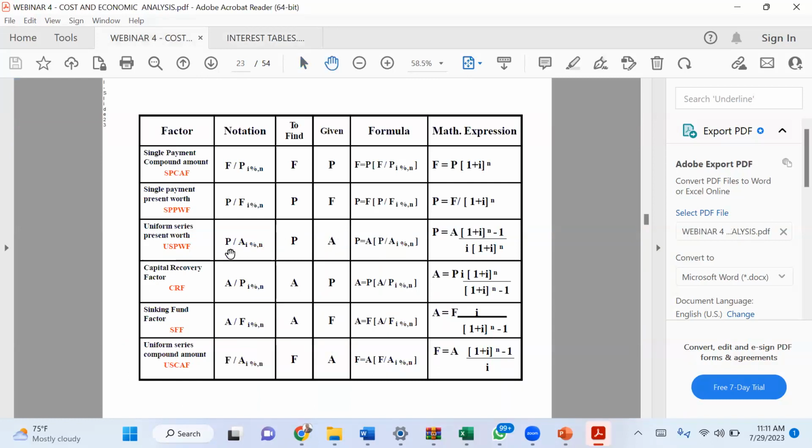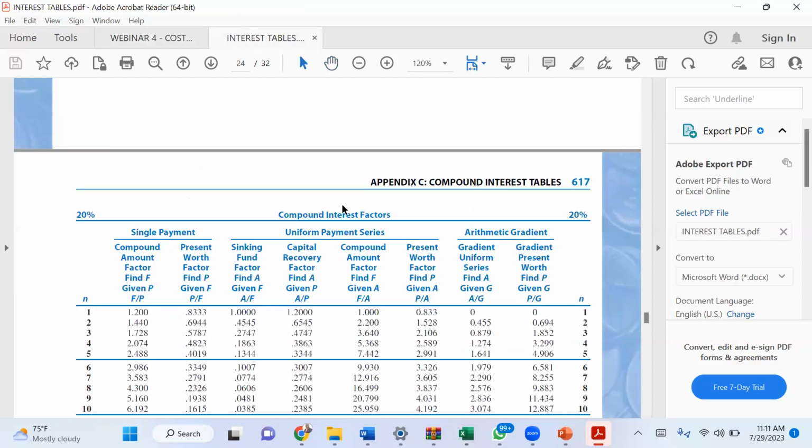This one says I am given P. No, I'm given A and I'm looking for P. I'm given A, looking for P. I go to my interest table. Given A, find A, given P. So that one is capital recovery. How to recover your capital after you have invested a certain amount of money. How do you recover your capital as an equal series of payments coming to you?